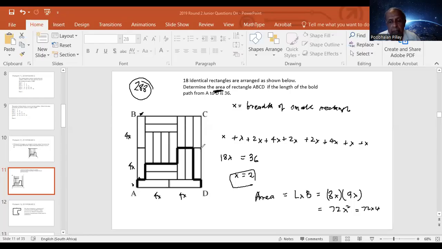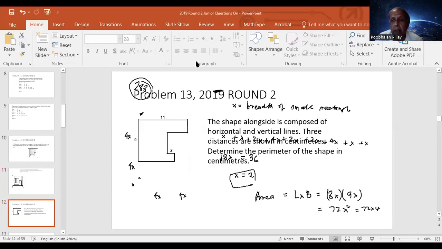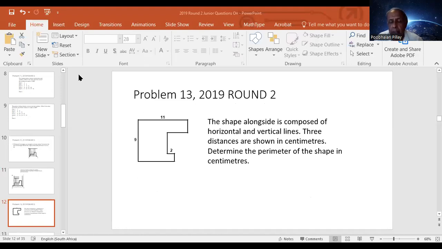And that way you can calculate the full length of the line, and you know that is 36, and you have an equation involving x, and that equation can be used to solve for x. Then once you get x, you can work out the area of the rectangle, because you know the formula of the area of a rectangle is length times breadth, and you can solve it.